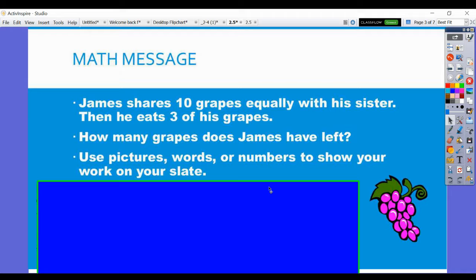Hello, boys and girls. Today, we're going to continue our lesson on multi-step number stories. Let's take a look at our math message.